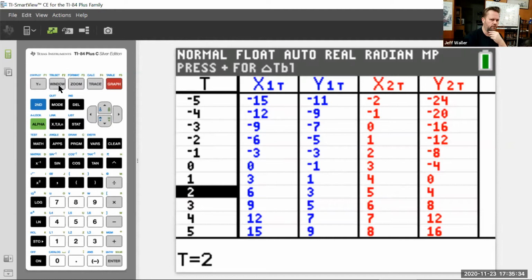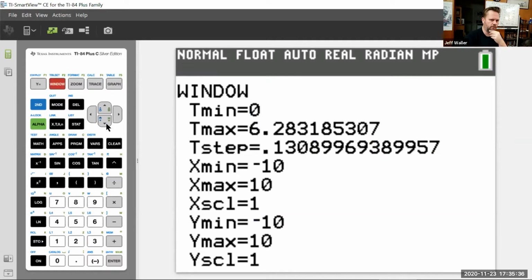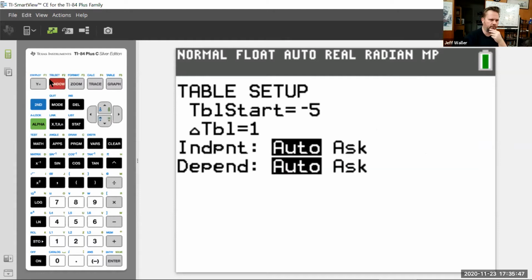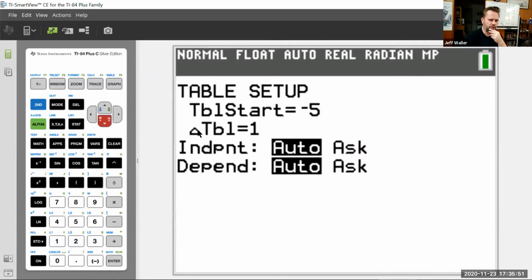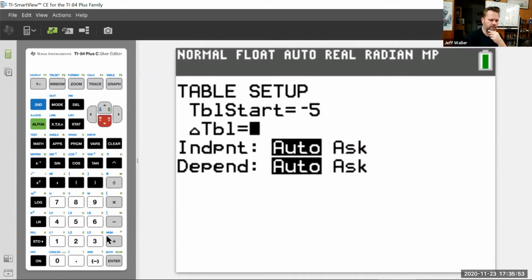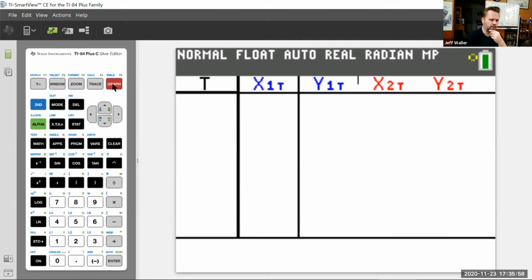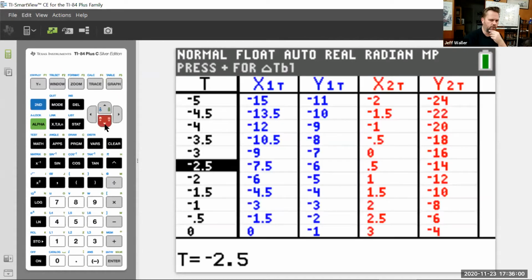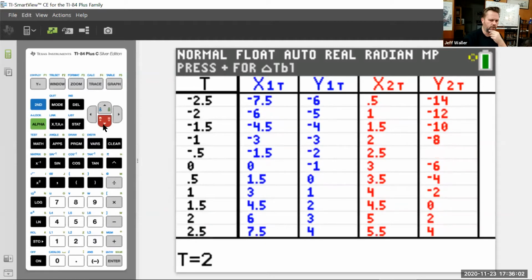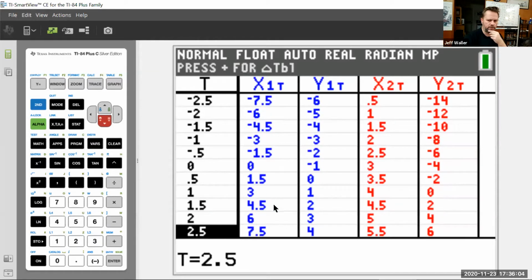So if you change the step, let me see here. Oops, Jeff, not the window, the table. There we go. So table set is right above window. Then you can change this. This is how big a step size your table uses. And if you look at your table now, that's where they all meet, right there.